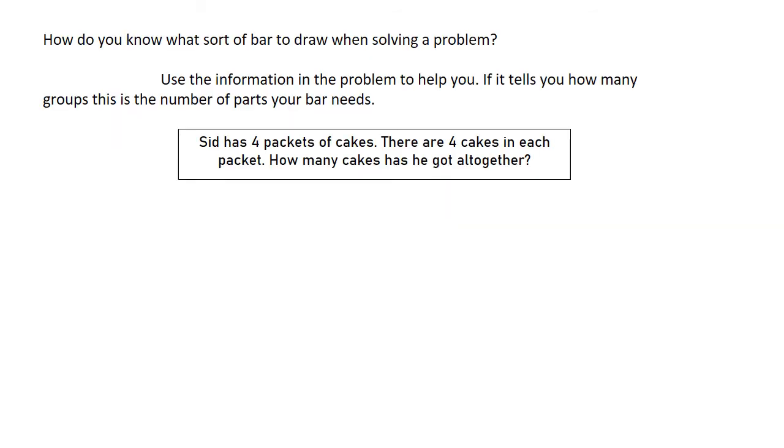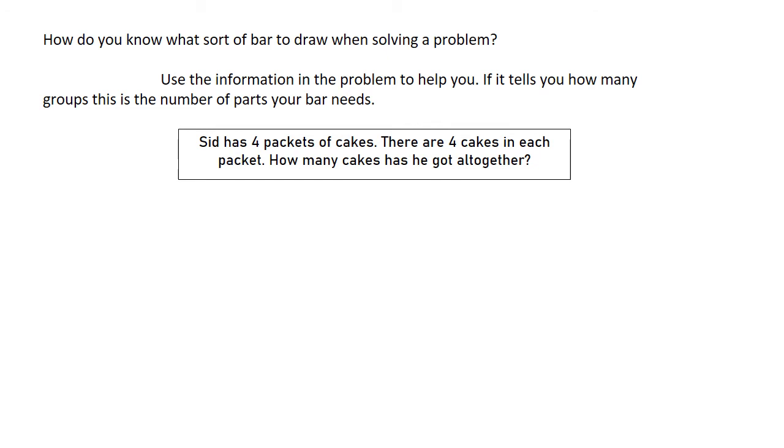Okay. But when you get a problem like this one, how do you know what sort of bar you need to draw to solve the problem? Because bars can look a bit different. Like how many groups? How many parts? So you need to look for the information in the question. Some questions might tell you exactly how many groups. They might even say the word groups.